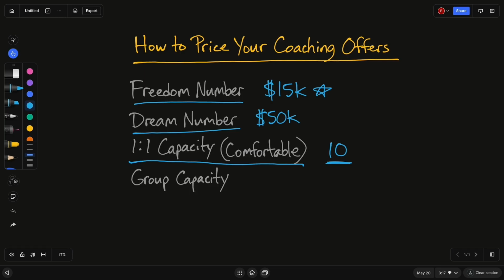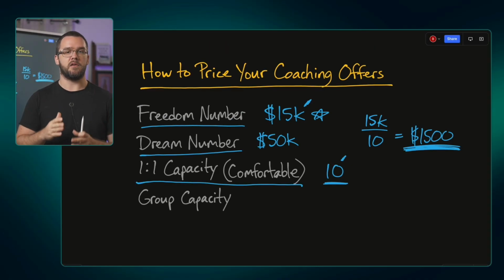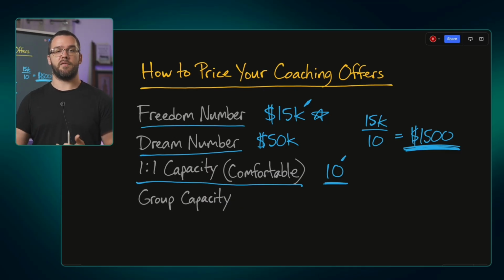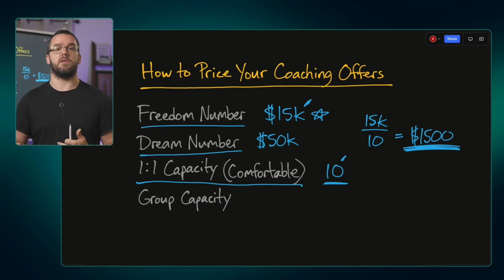Now, all we do to figure out how much we need to charge is we just divide the freedom number by the capacity. So 15,000 divided by 10 equals 1,500. That means for your one-to-one coaching packages, you need to be charging a minimum of $1,500 per month. Not $1,500 one time, but $1,500 a month. So if it's a 3-month package, that means you need to be charging $4,500 or more. If it's a 6-month package, you need to be charging $9,000 or more.